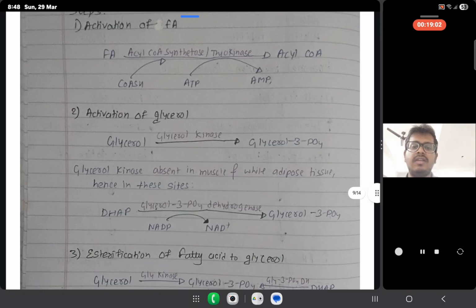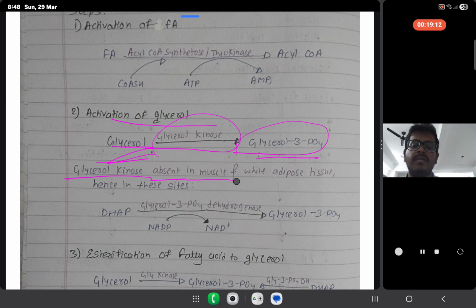Second step is activation of glycerol. Glycerol is converted to glycerol 3-phosphate in presence of glycerol kinase. Now glycerol kinase is absent in muscles and white adipose tissue. Hence in these sites, glycerol kinase is absent.